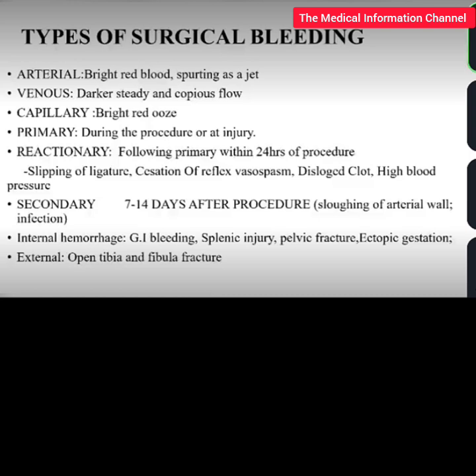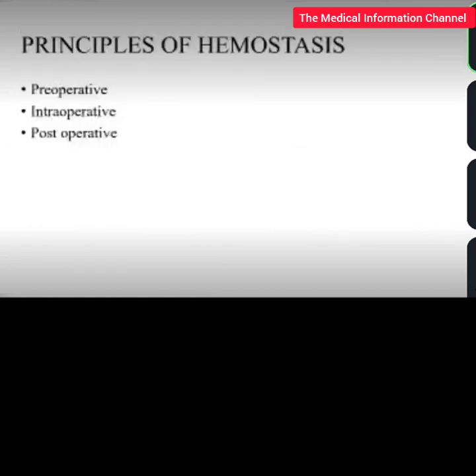Reactionary bleeding can follow between 24 hours to 3 days after the procedure and be due to slippage of ligatures, dislodged clots, or high blood pressure. Secondary bleeding can occur 7 to 14 days after the procedure. Then there can be internal hemorrhage and external hemorrhage. So for the principles of surgical hemostasis, we go through the pre-op, intra-op, and then post-operative approach.